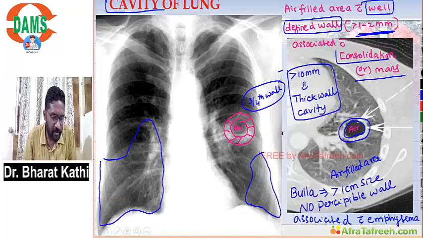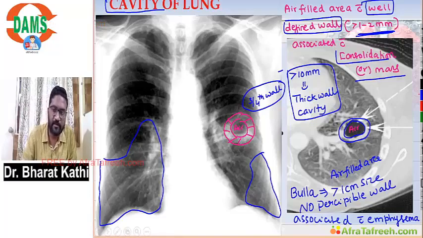Sir, can a cavity be formed within 3 to 5 days? See, if it is an aggressive necrotizing pneumonia, cavities can be formed within 1 week. But within 3 to 5 days, I don't think it can form, though in necrotizing pneumonia cavities can form rapidly. So this is the bulla. Bulla will be like this.